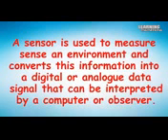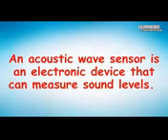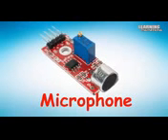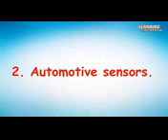A sensor is used to measure and sense the environment and converts this information into a digital or analog data signal that can be interpreted by a computer or observer. An acoustic wave sensor is an electronic device that can measure sound levels. For example, microphone, hydrophone.